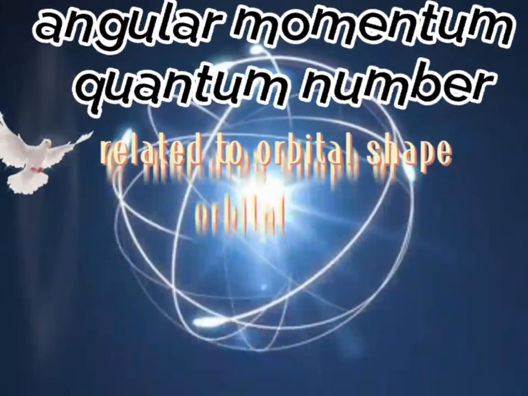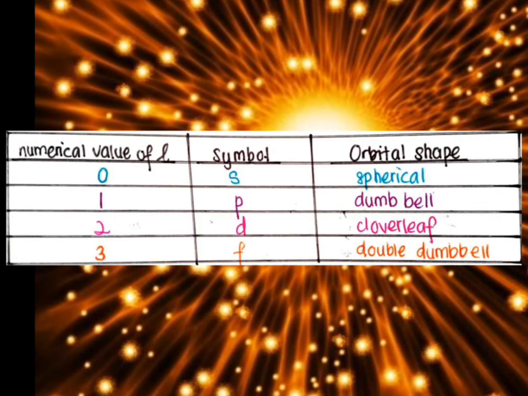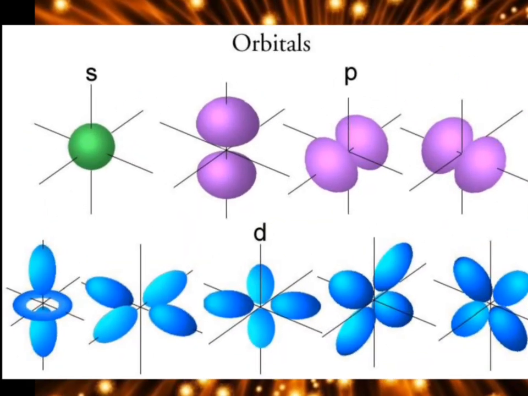Let me tell you about the angular momentum quantum number, symbolized with the Latin letter l in lower case. The angular momentum quantum number is related to orbital shape. l indicates the shape of the orbital. The orbital shape depends on the numerical value of l. If l equals 0, the symbol is s, and the orbital shape is spherical. When l equals 1, the symbol is p, and the p orbital is dumbbell shaped. When l equals 2, it is symbolized as d, and the d orbital shape is cloverleaf. Last but not least, when l equals 3, it is symbolized as f, and the f orbital shape is double dumbbell. Here are examples of the orbital shapes of s, p, and d.